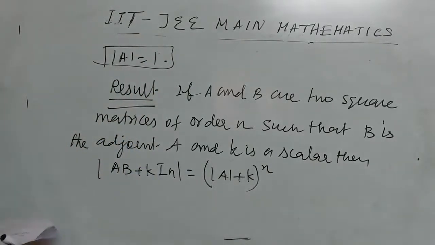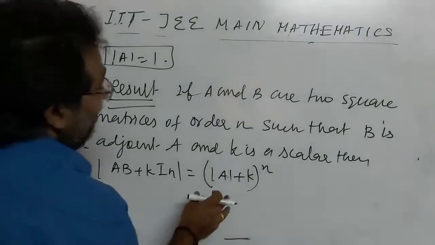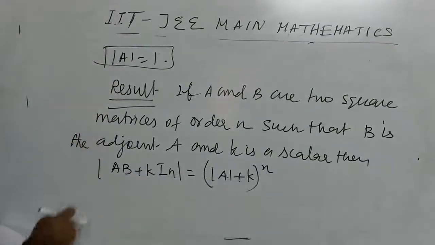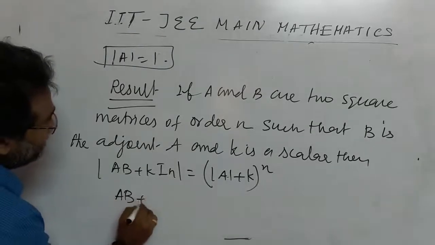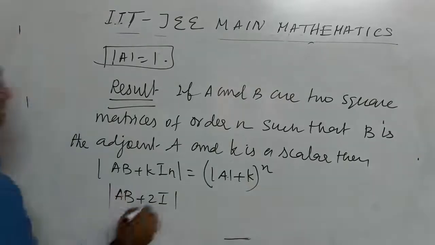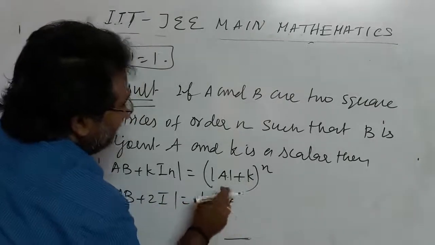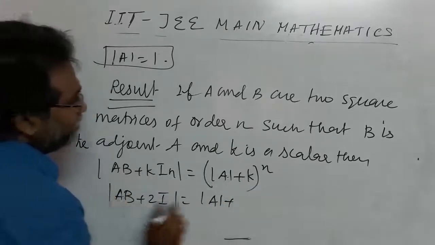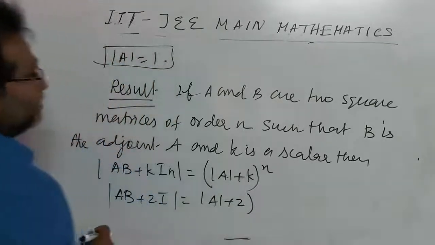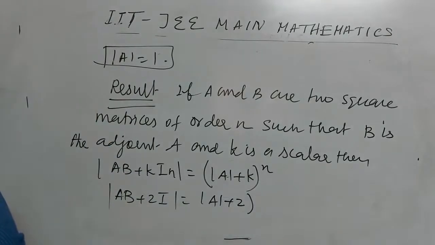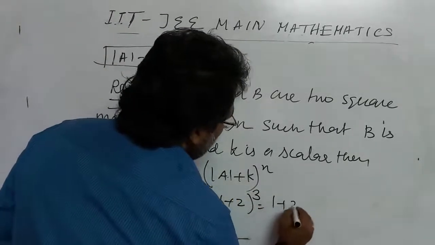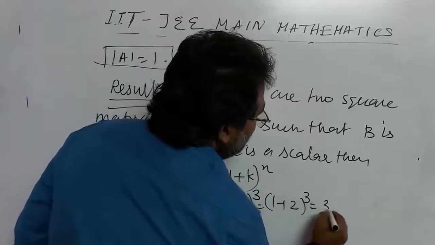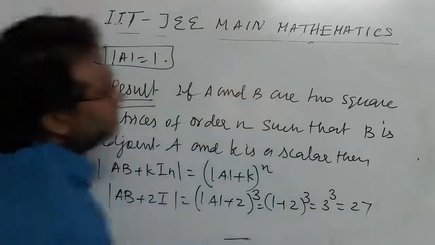We have seen this already in the beginning. So concerning this case, AB plus 2I we have to find. That is determinant A plus K. In place of K we have 2, and in place of n we have 3. So 1 plus 2 the whole cube, 3 cube, that is 27.